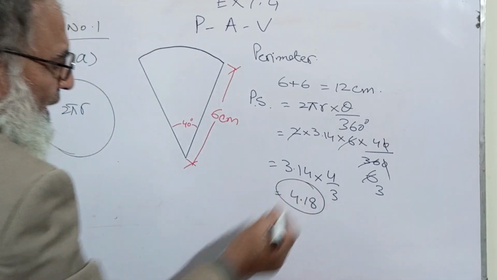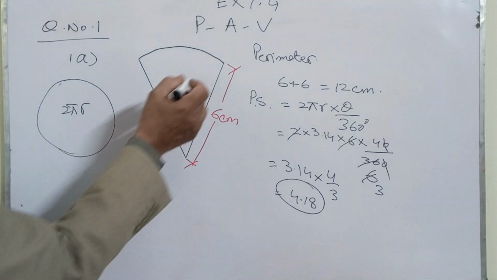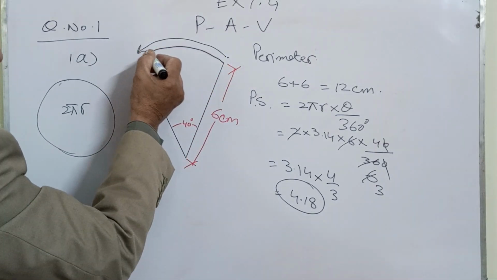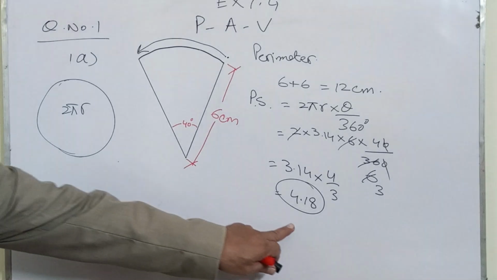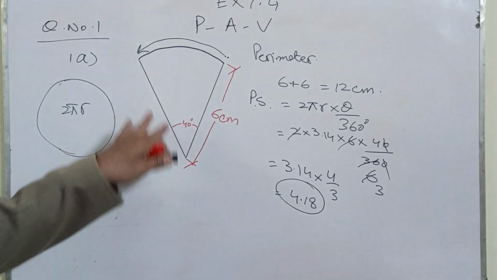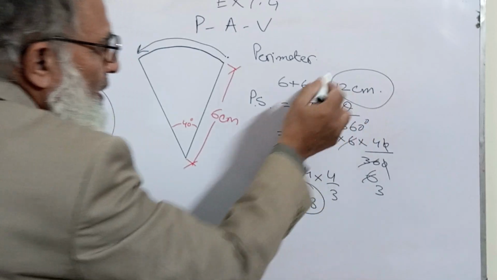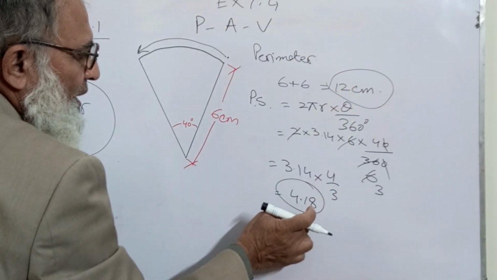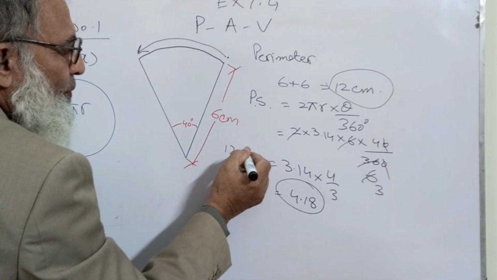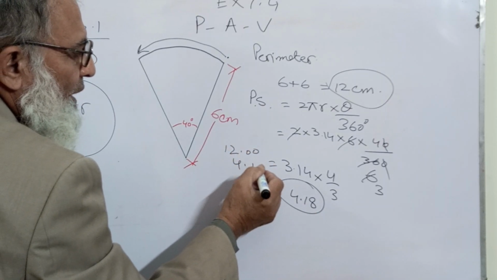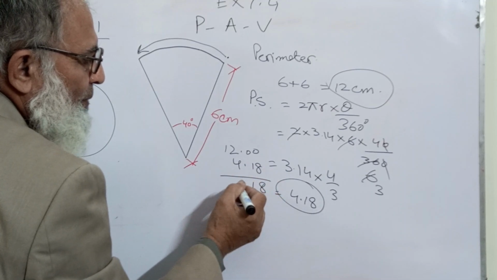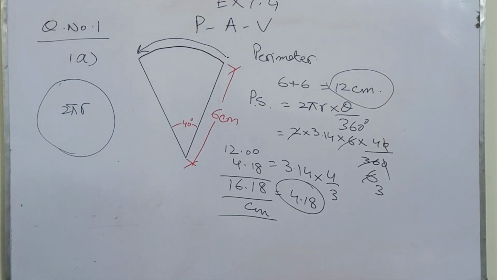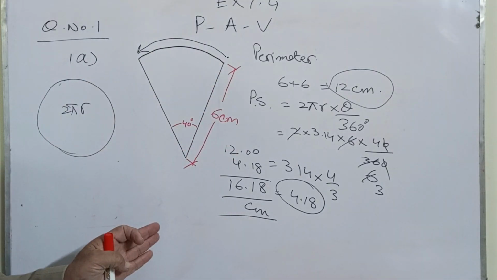Now this 4.18 is the length from here to here. But we have to find the whole perimeter. I've already found 12 over here, so we're going to add this 12 to this 4.18. It will become 16.18 centimeter, because it is the linear length.